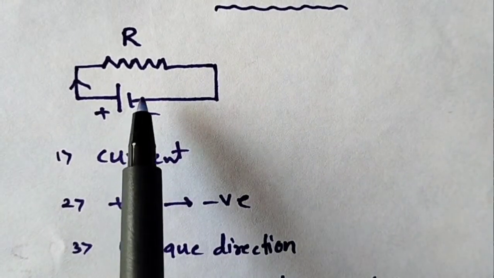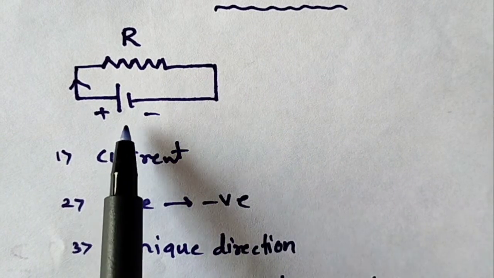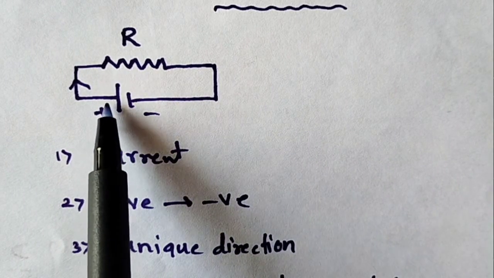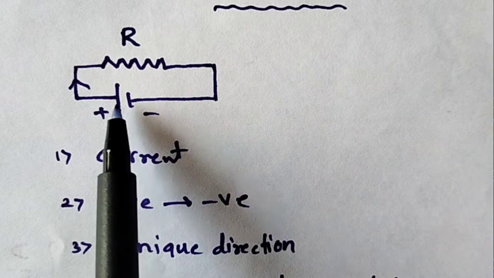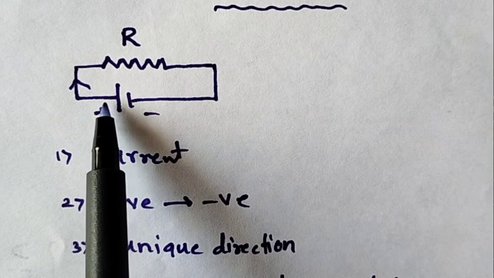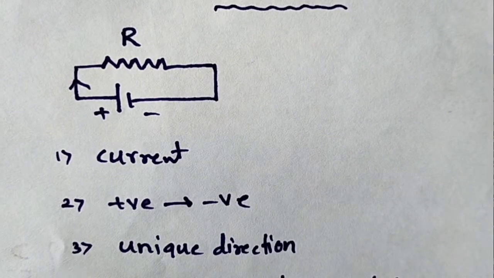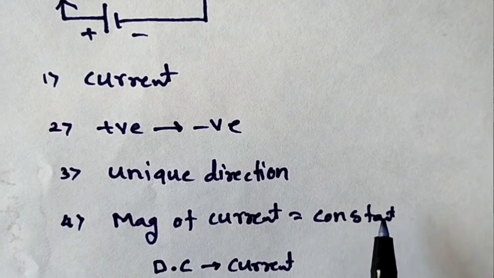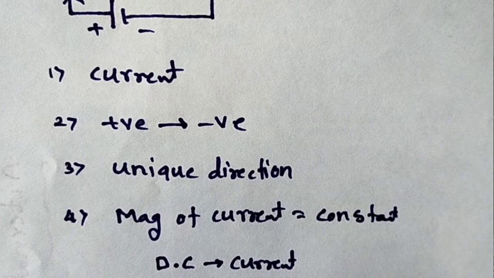When the resistance R is connected to one battery, positive and negative terminals, a current is established in this circuit. The current flows in this resistance from the positive terminal to the negative terminal, and it is a unique direction. What is the magnitude of the current? It is constant, that gives DC current.